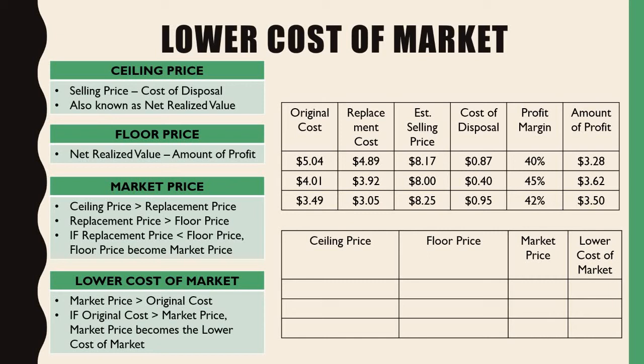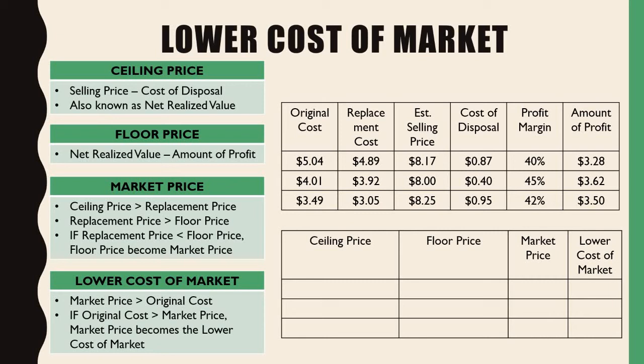And then once you determine your market price, the last question to ask is, which one's lower, the original cost or the market price? So then you're going to compare your market price that you solved from comparing the three numbers. If it is lower, then you're going to place that in the lower of cost or market column. If the original cost is lower, then you're going to place the original cost in that column, okay?